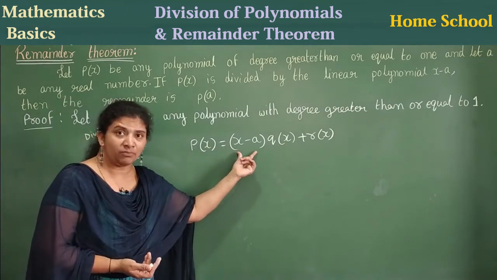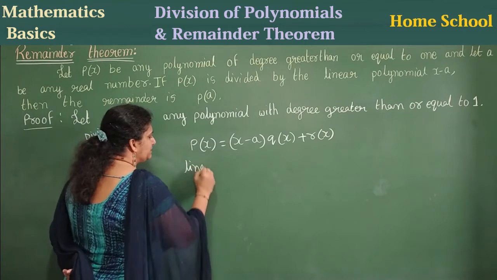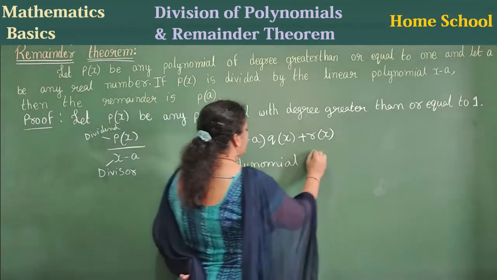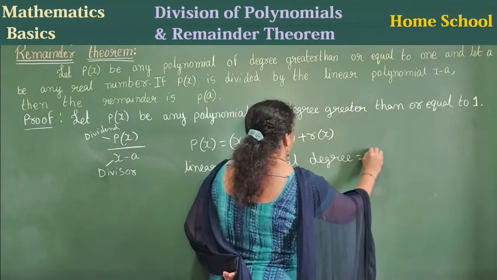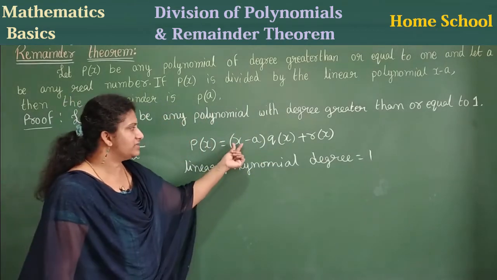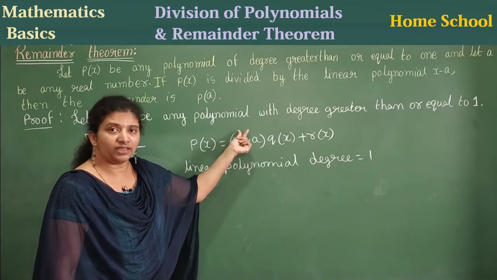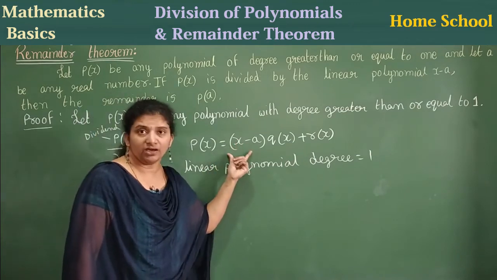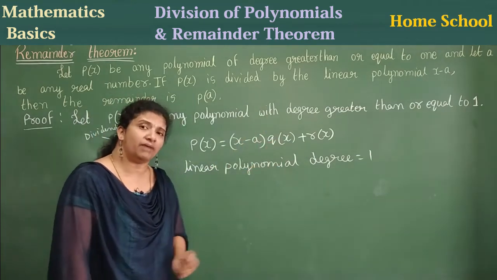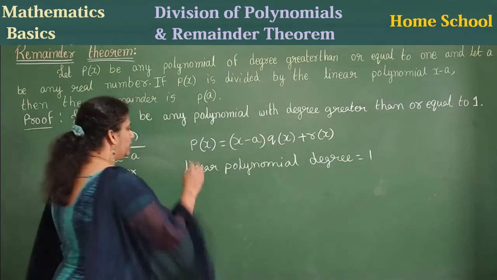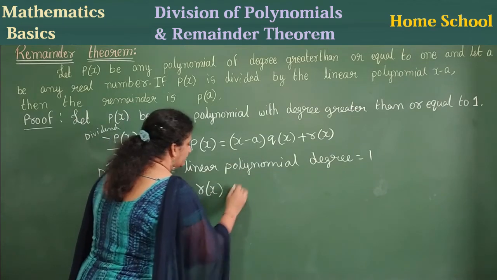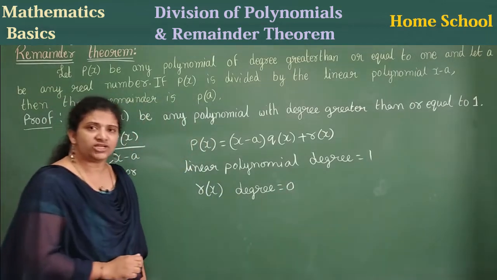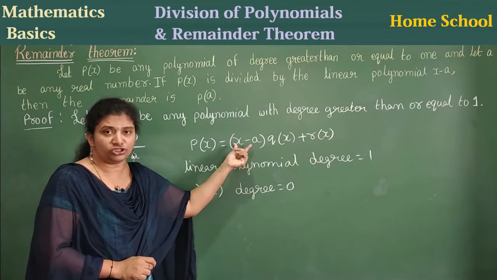But here, what is the linear polynomial given? Linear polynomial degree is equal to 1. See here, x power, what do you have? Nothing. Nothing means 1. Linear polynomial degree is equal to 1. And observe here, if this is 1, then what will be the remainder? Remainder r of x degree will be 0. Why 0, children? It will be less than the g of x.